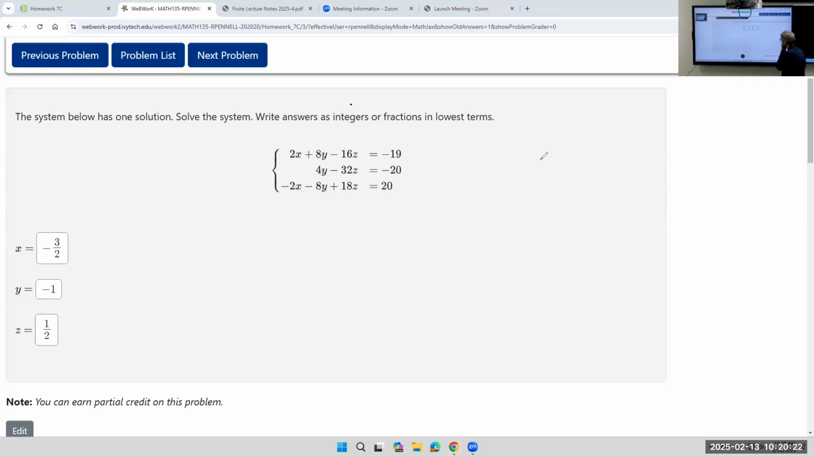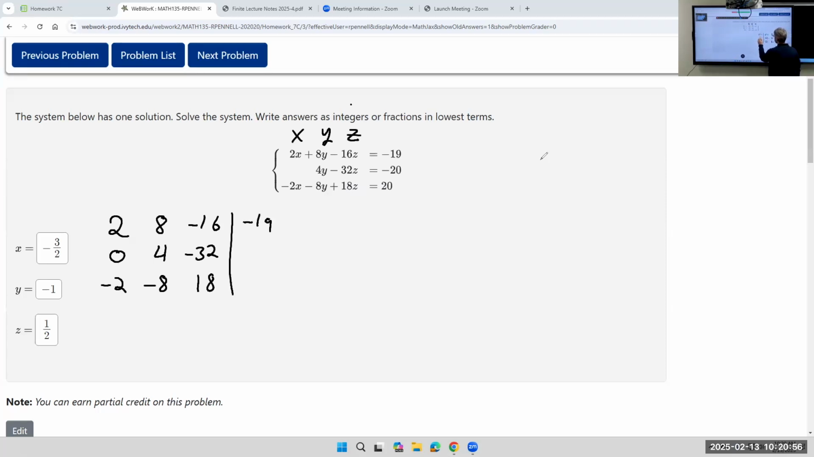Right? So the first step I'm going to do is turn this system into a matrix. What I'm going to do is notice what are the coefficients of x, y, and z. So with my matrix, with my x's, I have 2, 0, -2, 8, 4, -8, -16, -32, 18, -19, -20, and 20. All I've done so far is just write down those coefficients.